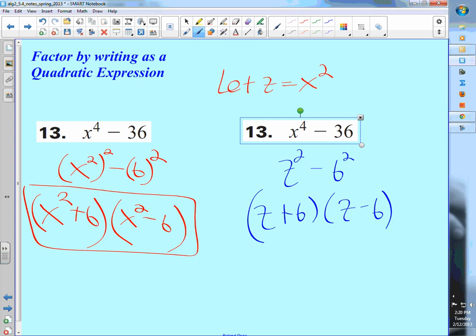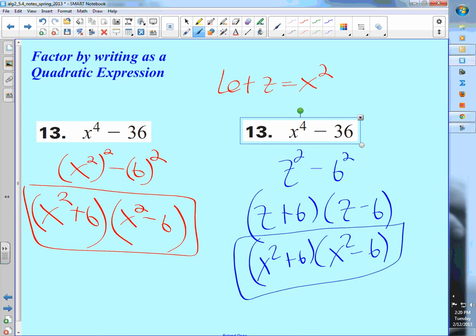But we don't really care about z's. We would then substitute in for z x squared. And you get the same thing. It's not that revolutionary, but it might be helpful for you in the next set of problems that we look at to do that. Depends on who you are. Depends how you are visually.